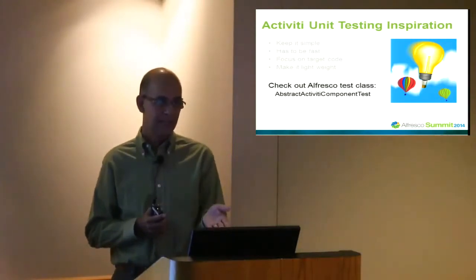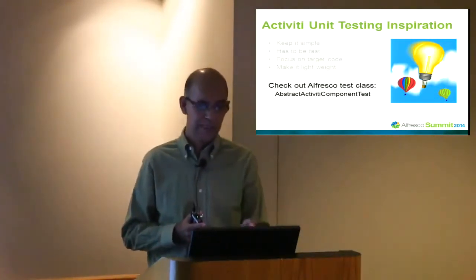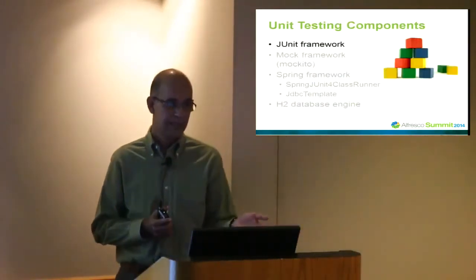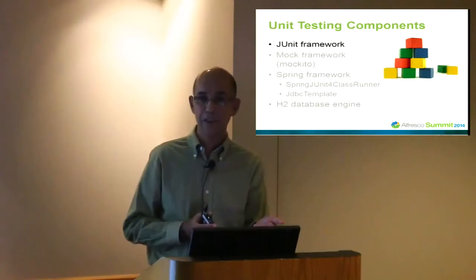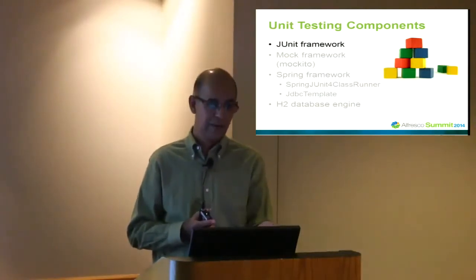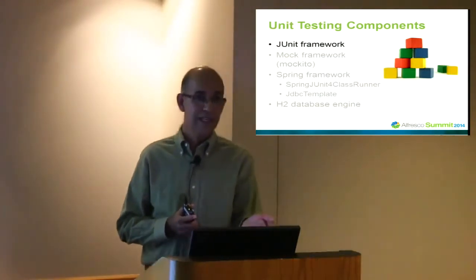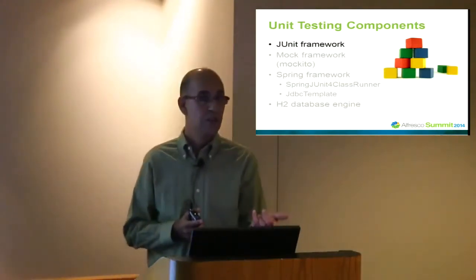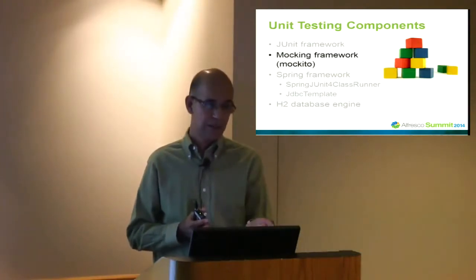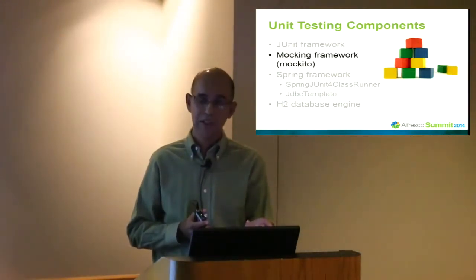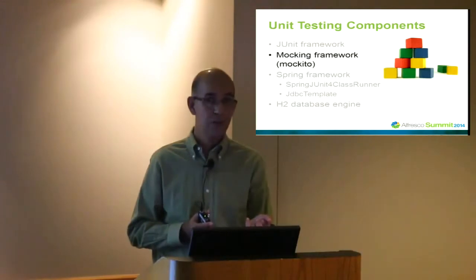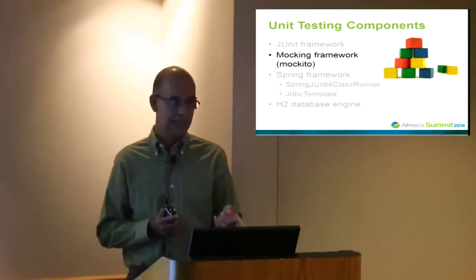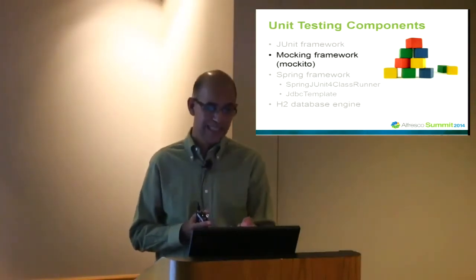This abstract activity component test class is a good place to start. Now, what are the components we need for our unit test? The JUnit framework is a well-established framework for testing Java applications. For our test, we don't want to have the Alfresco server starting and stopping every time, so let's look into mocking framework technology. Mockito is the one that Alfresco uses. Let's leverage that. For Spring framework support, let's check into the Spring JUnit class runner.